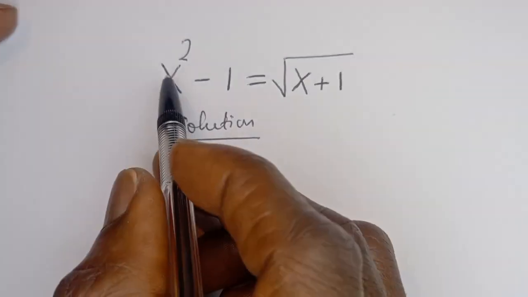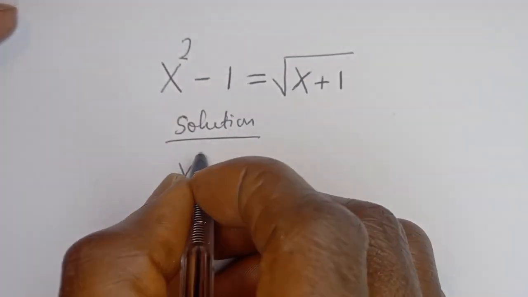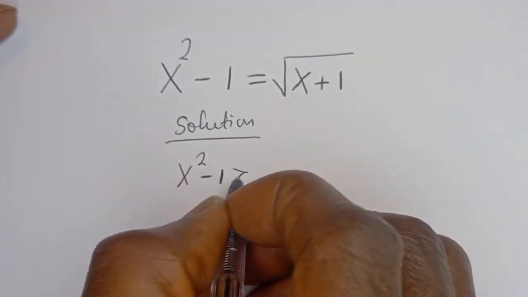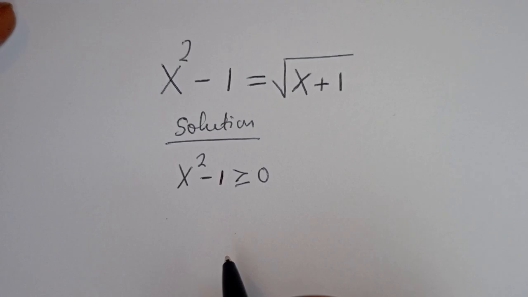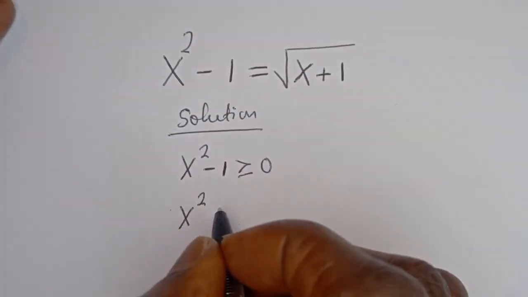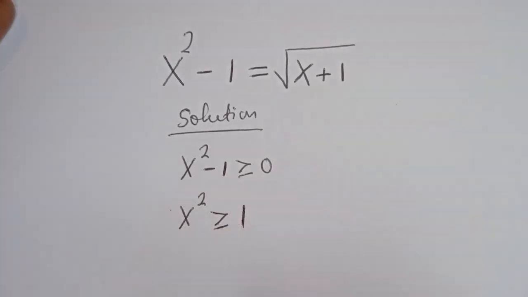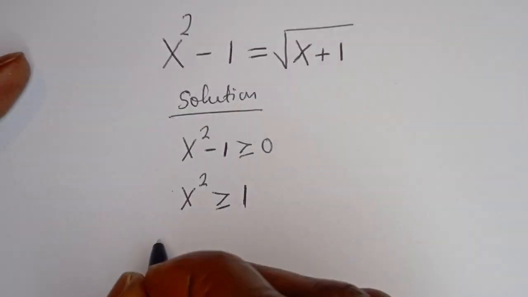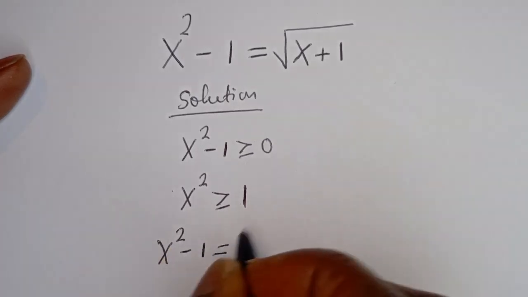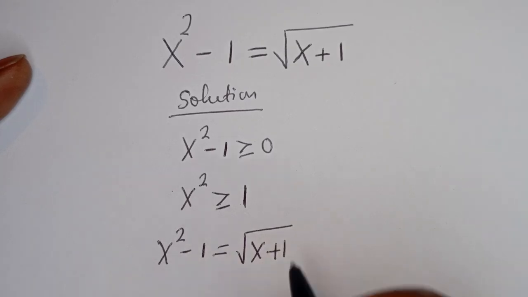Here we have s squared minus 1. Then the rule is s squared minus 1 must be greater than or equal to 0. Also, s squared must be greater than or equal to 1. Now, we have s squared minus 1 is equal to square root of s plus 1.